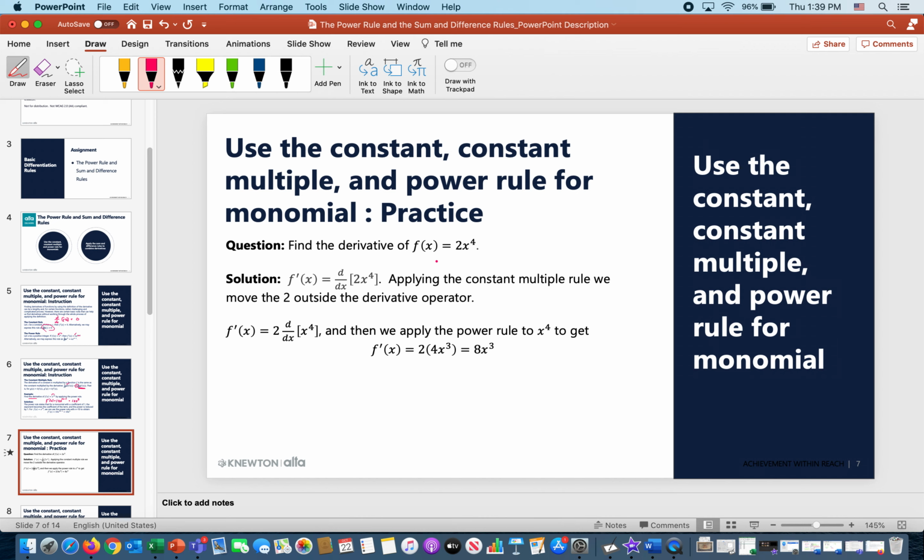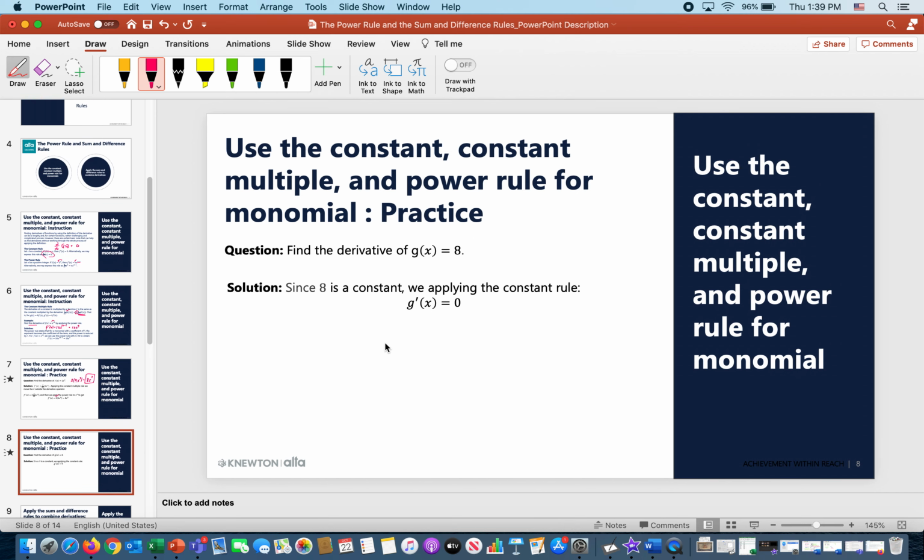So here, find the derivative of f of x equal 2x to the fourth. This is an example of what I was saying. We can just take this 2, hold it out front, bring the 4 down and do the power rule like I normally would. So the final value of my derivative is 8x to the third. And you can see they did exactly that here in the PowerPoint. Just scrolling through, if you take a look, 8 is a number. It doesn't have a letter. It's a constant. And we said that the derivative of a constant is equal to 0.